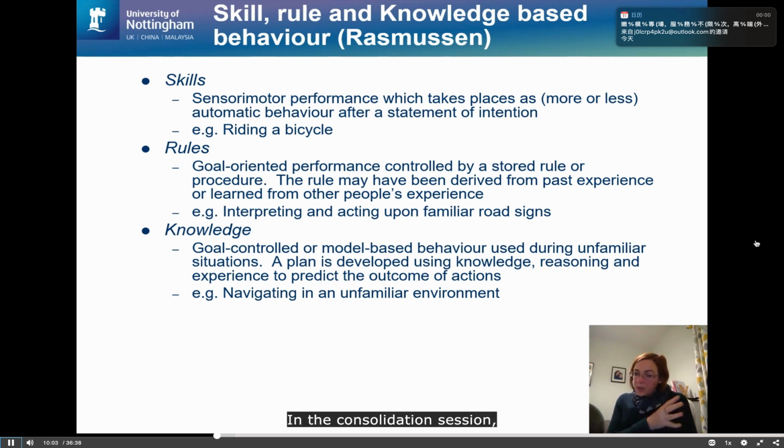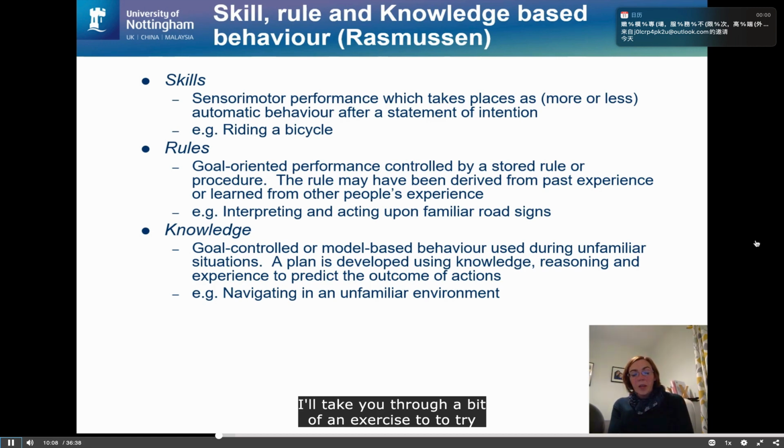In the consolidation session, I'll take you through a bit of an exercise to try and think about what types of behaviour we find in different situations. So maybe spend a bit of time between now and when you come along to the consolidation lecture to just think about whether behaviours that you're executing yourselves are skill-based behaviours, rule-based behaviours, or knowledge-based behaviours.